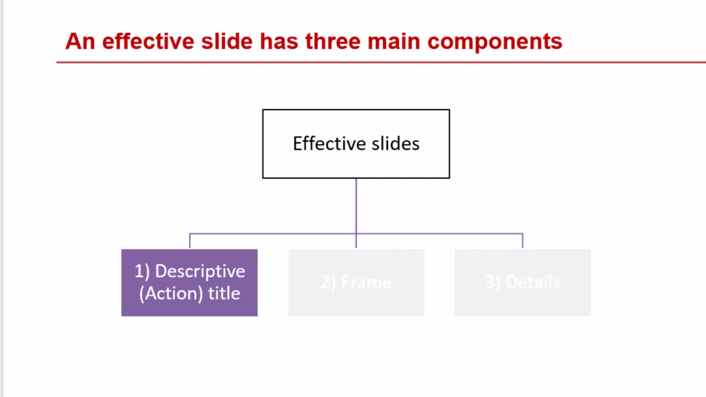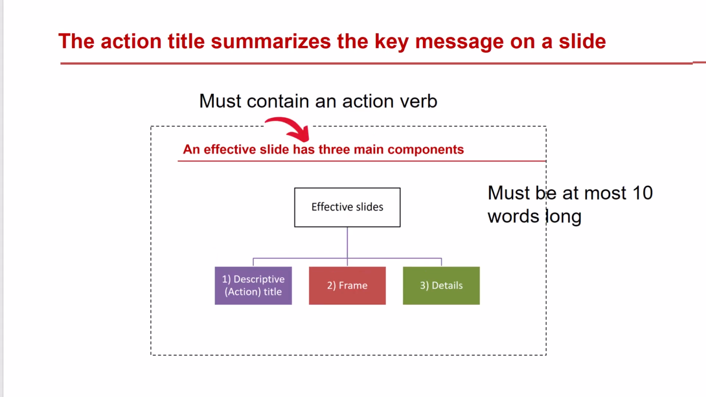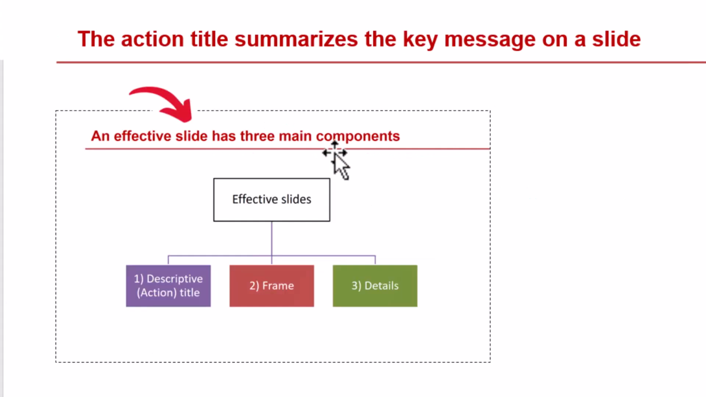We start with the first component, which is the action title. The action title is a short description that communicates the key message of your argument. It is used to pre-orient your audience, and it should contain an action verb and be at most 10 words long. This is an example from one of the earlier slides that I used, and this is the action title here. It shows that an effective slide has three main components.